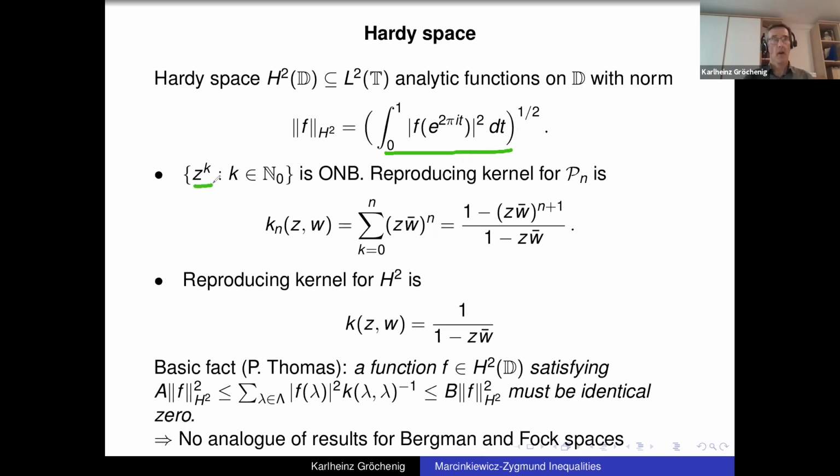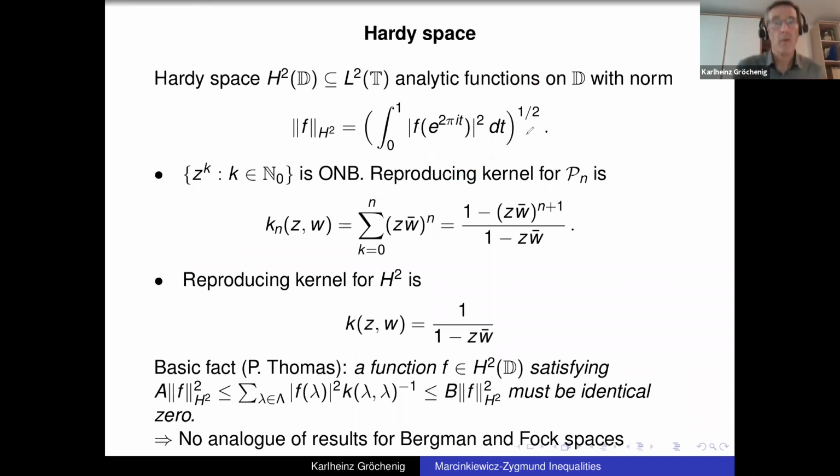Again, monomials are orthogonal. In fact, the monomials form an orthonormal basis for Hardy space. And the intrinsic reproducing kernel for polynomials of degree n: you again sum the orthogonal basis, tensor with an orthogonal basis from 0 to n, and what you obtain is this expression here. As n goes to infinity, you obtain the reproducing kernel for Hardy space.